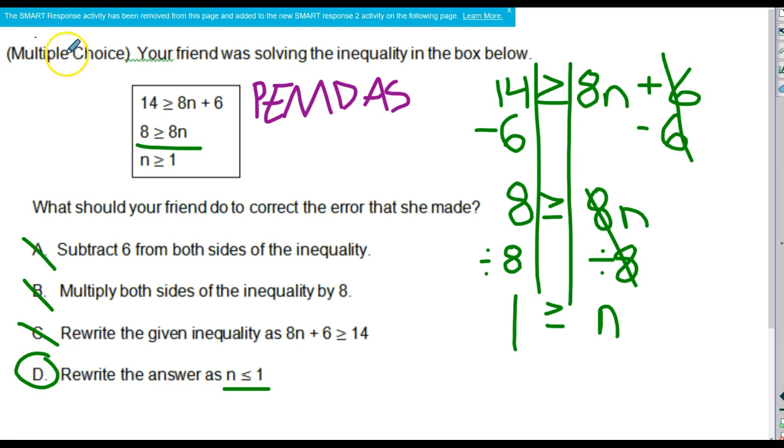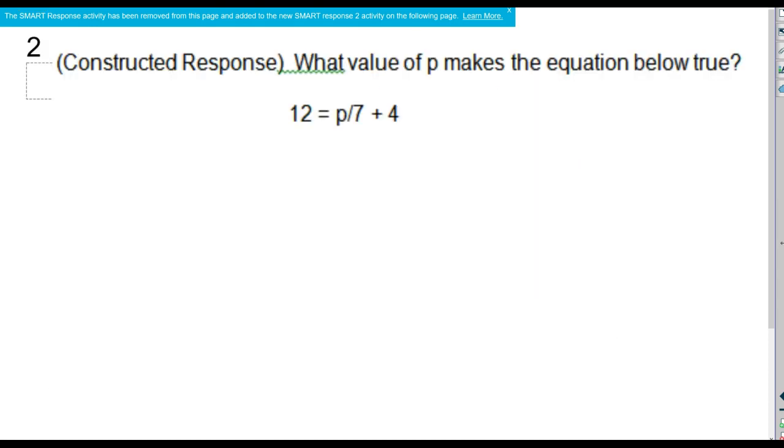So that's number 1. You'll have a similar question on this week's quiz to be prepared for. Let's take a look at number 2. It says, what value of P makes the equation below true? 12 equals P divided by 7 plus 4.